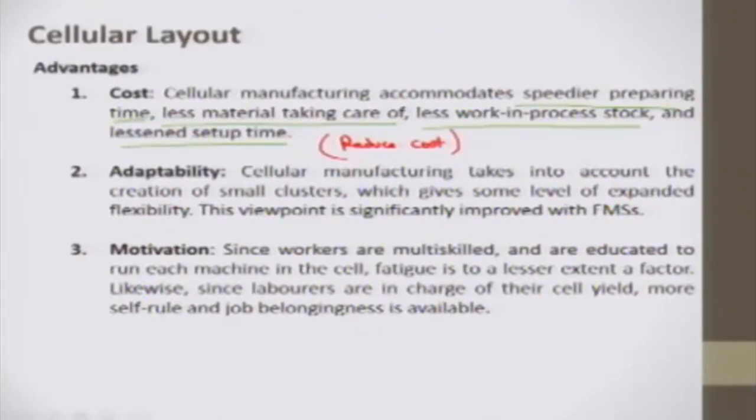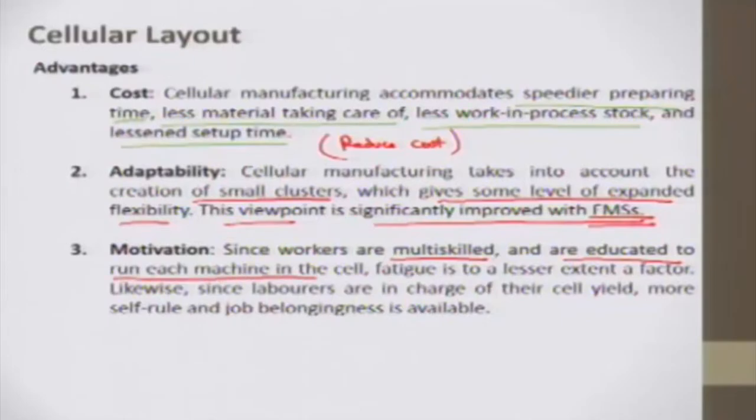Then next is adaptability, or flexibility, I would say. A cellular manufacturing system takes into account the creation of small clusters or small groups, which gives some level of expanded flexibility. This viewpoint is significantly improved with FMS, flexible manufacturing system. Then there is motivation for the workers. Since workers are multi-skilled, cross-trained, and educated to run each machine in the cell, fatigue is less. Likewise, since workers are in charge of their cell yield, more self-rule and more job belongingness is there.